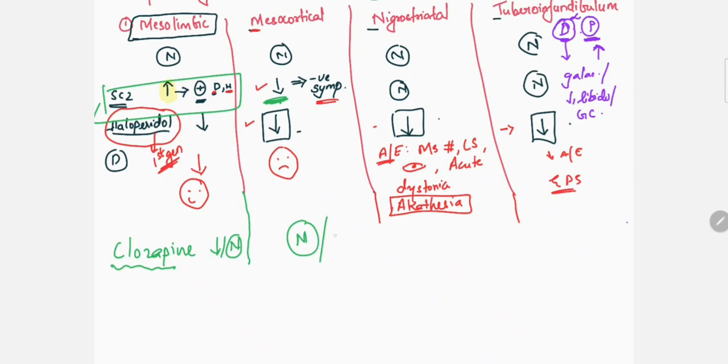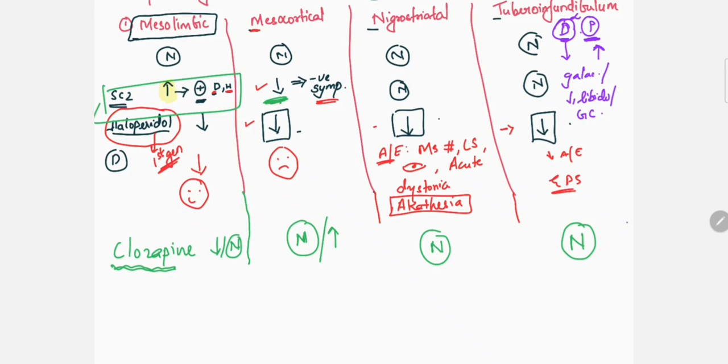In fact, it can slightly increase the dopamine levels in the mesocortical tract also, because any second generation antipsychotic has a partial agonist action at the D2 receptors. And in the nigrostriatal pathway, it will bring the dopamine levels back to normal. In the tuberoinfundibular pathway also, it will bring the dopamine levels back to normal.